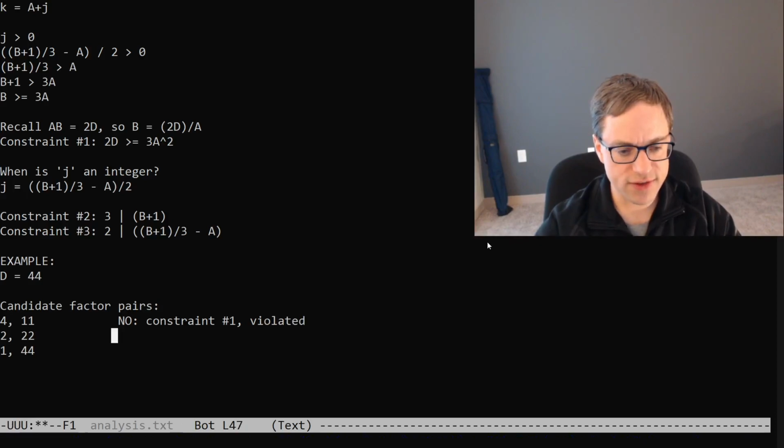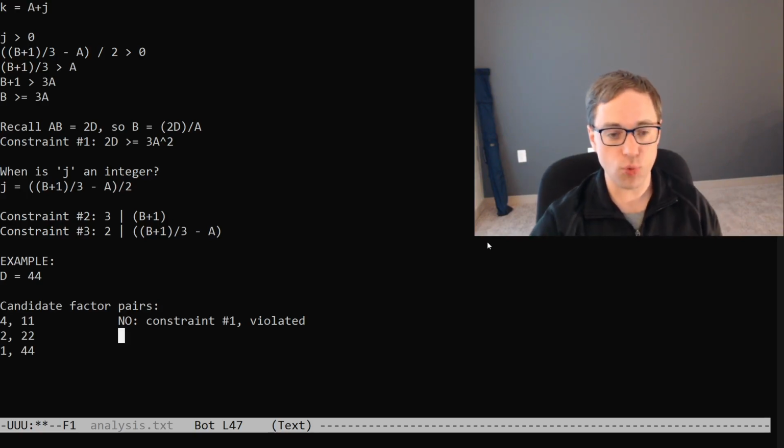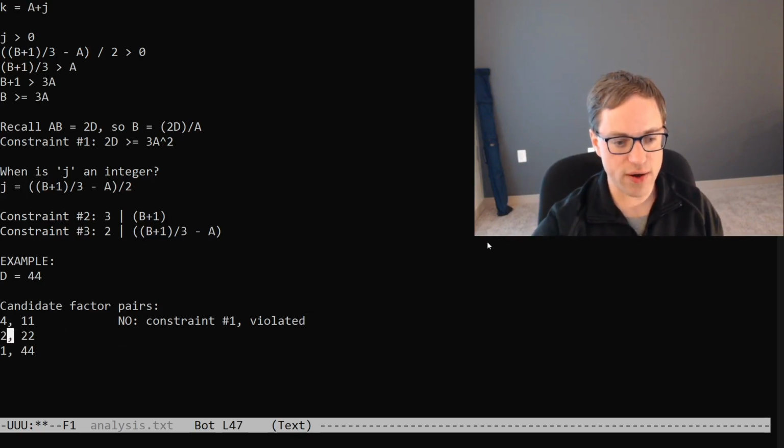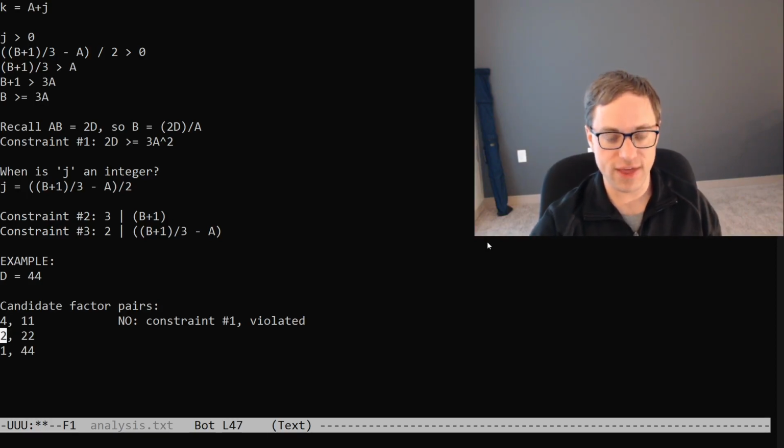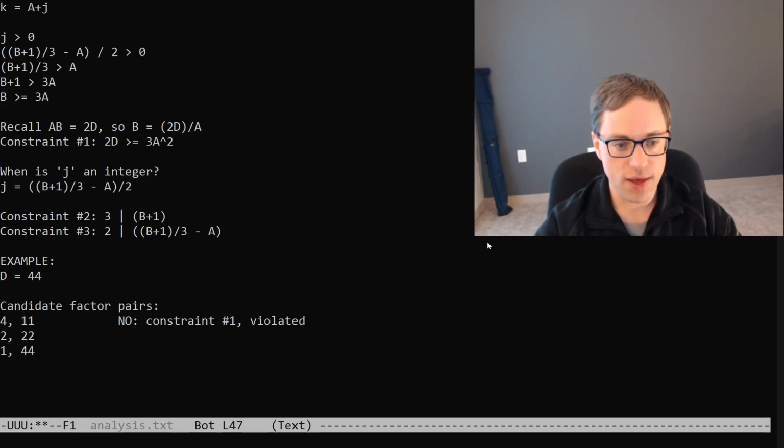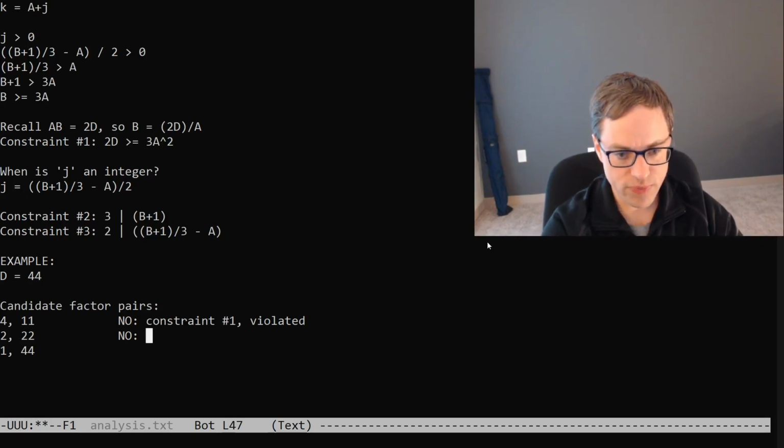All right, so now let's try this one here, 2 and 22. And we'll try constraint number 1. So we square 2 and multiply by 3. That gives us 12. That is less than or equal to 44. So that's good. Now we'll try constraint number 2. We add 1 to 22. That does not give us a number that is divisible by 3. And so we say no. Constraint number 2 is violated.